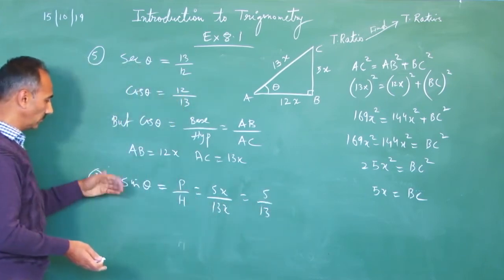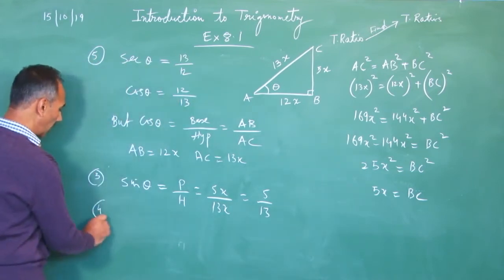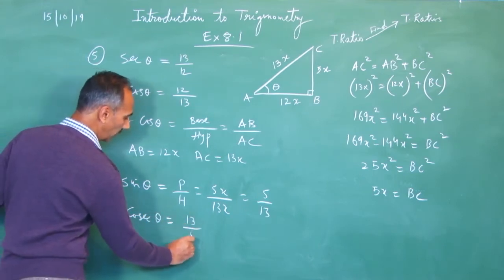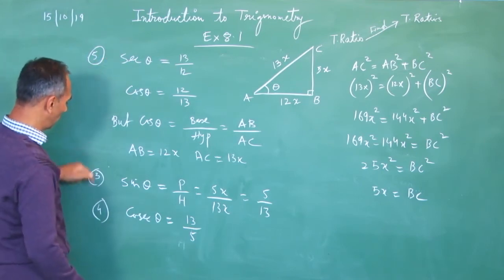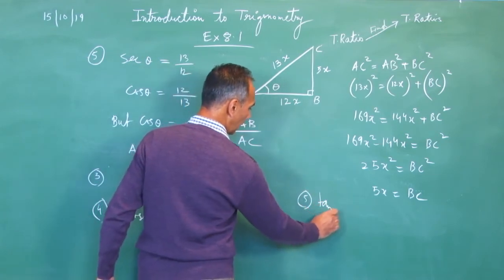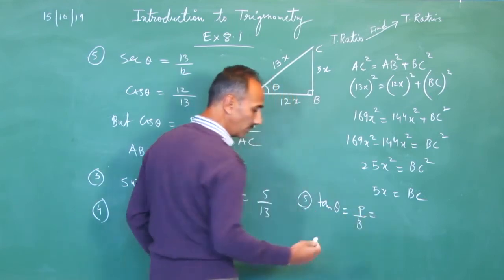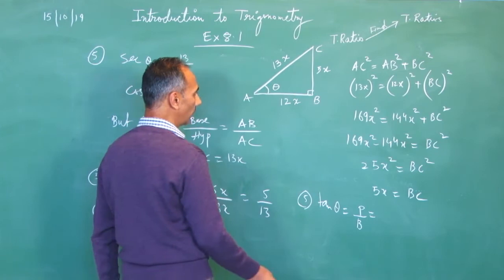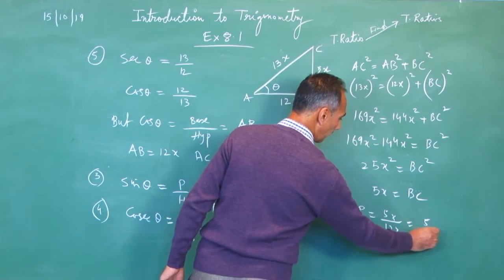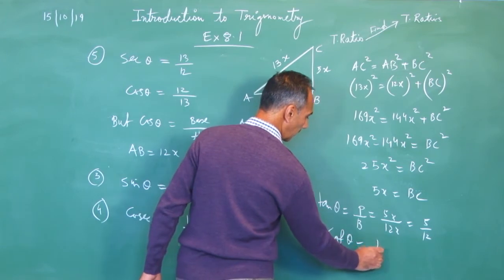Just when you find a t ratio, find its reciprocal right after that. So my cosec of theta will be the reciprocal of that, 13 by 5. So this was 1, 2, 3, 4. I have two more. The fifth one will be tan of theta. Tan of theta is perpendicular by base. As you keep telling yourself this way, things get registered and it's easy to retain. That is 5x by 12x, so 5 by 12. And the last one is the reciprocal of tan, that is cot of theta, 12 by 5.